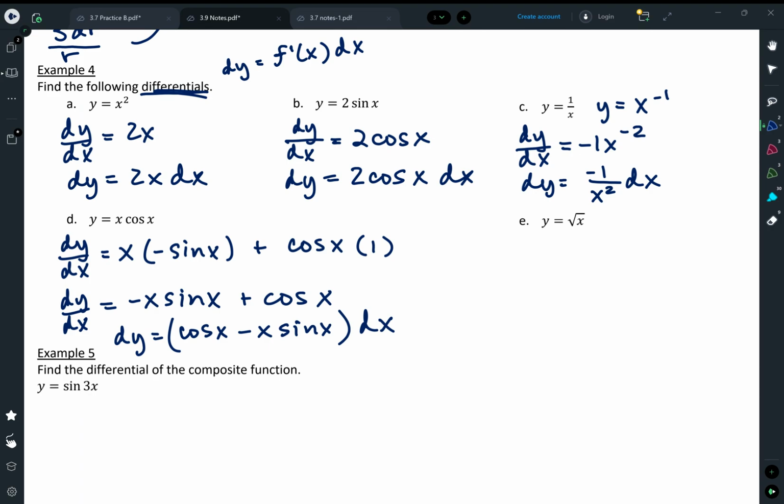And it's not really times. It works every single time though. So it's okay to think of it that way.